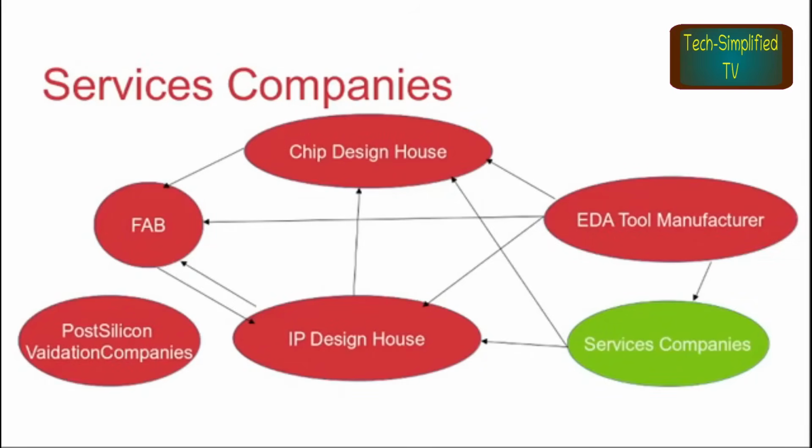Next particular set of companies are services companies. So what do these companies do? They have a set of manpower of various kinds. It could be verification, it could be analog IP design, it could be layout experts. Based on the projects they get from different chip design houses, they sell their manpower to that company, because they keep a reservoir of people who are experts in different domains, and those people will cater services to the chip design houses for the particular project.